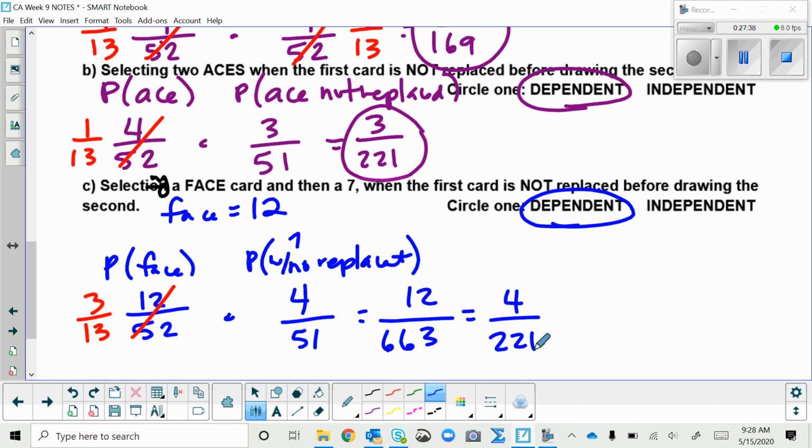And see, for me, my brain is like 4 out of 221, all right? But what on earth does that even mean? That's kind of abstract for me. So if you convert to a decimal and then a percent, that means there's a 1.8% chance that this combination event would actually occur.